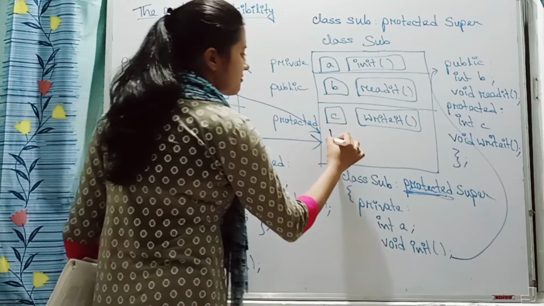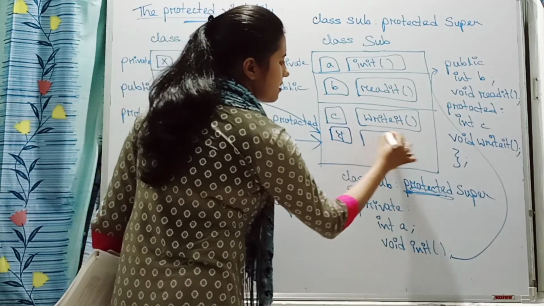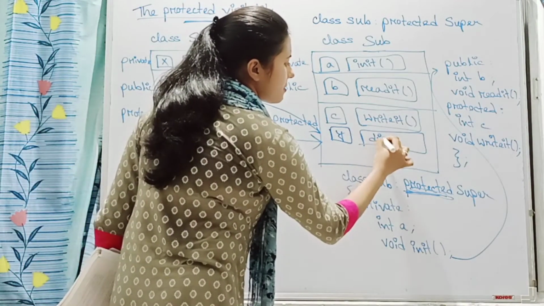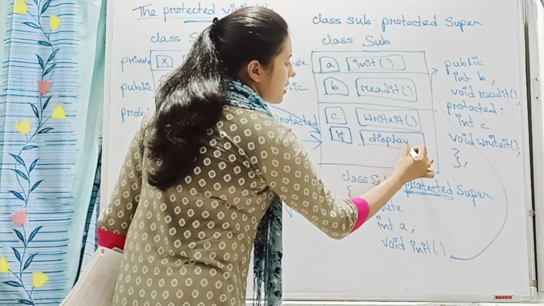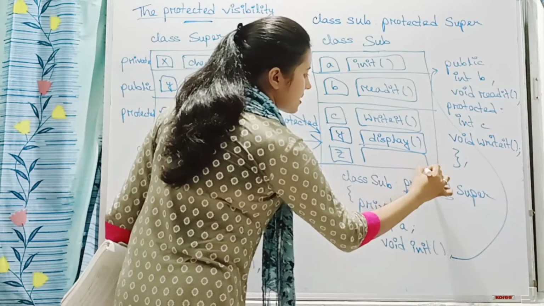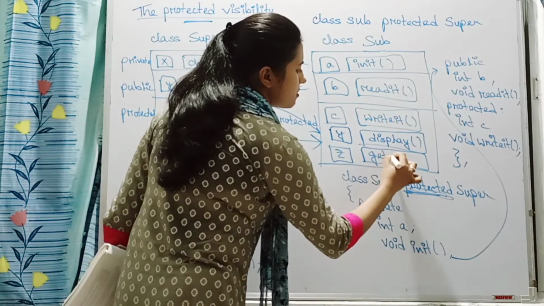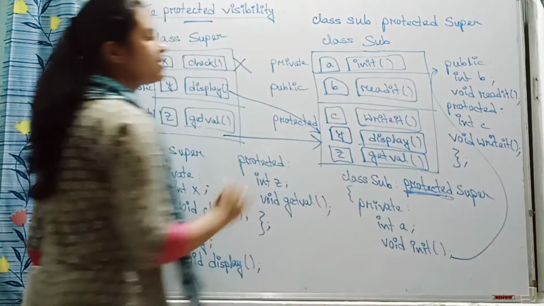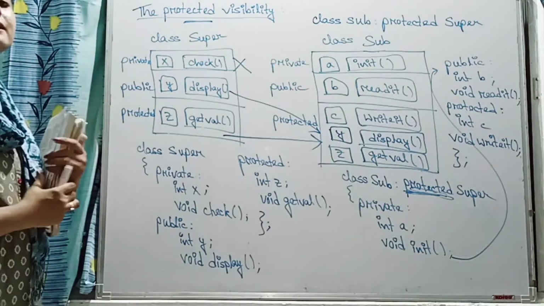So, how it is defined? Y, display, and Z, get value. Okay. So this is how the subclass is defined.